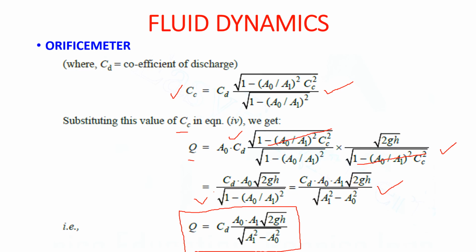Now if you refer, this same formula is there for the Venturi meter. There it was A1 and A2, that is the area at the inlet, the convergent section, and A2 was the area at the throat section. Here the only change is the area at the inlet and the area at the orifice, and the other values are the same. So Q equal to Cd A naught A1 under root 2gh divided by under root A1 square minus A naught square. This is the simplification of the equation for the discharge for the orifice meter.